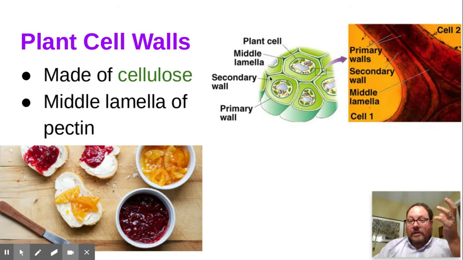Pectin is actually the material that is used to make jams and jellies, that gooey stuff. It actually comes in a powdered form, but you hydrate it. It is what holds cell walls together. So again, one type of sugar creates the cell walls, providing strength and structure, and then another type of sugar serves as sort of like a biological glue to help hold the cell walls to one another.